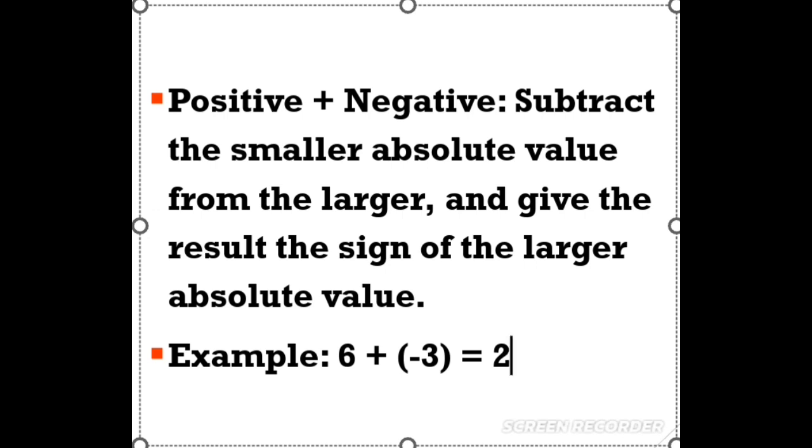And secondly, give the result the sign of the larger absolute value. The sign of the larger absolute value is plus. Why? Because beside the 6 there is plus. That is why it is called positive numbers, so we don't need to add the sign. If you want to add the sign, you can, but it's advisable to put it this way, because the 3 is already positive.